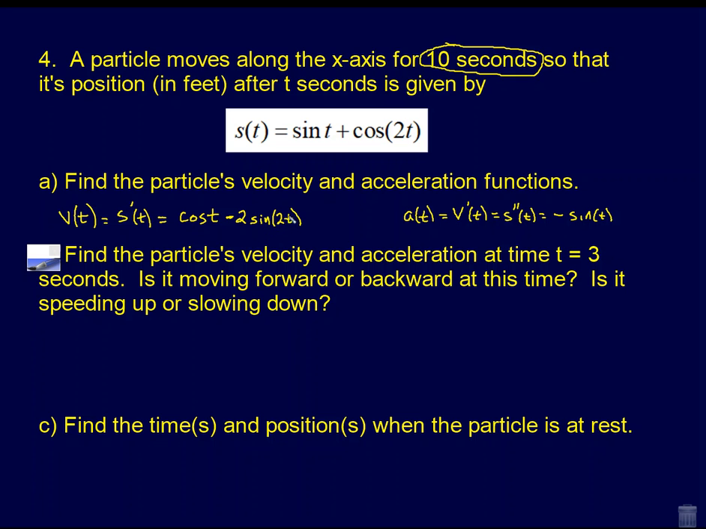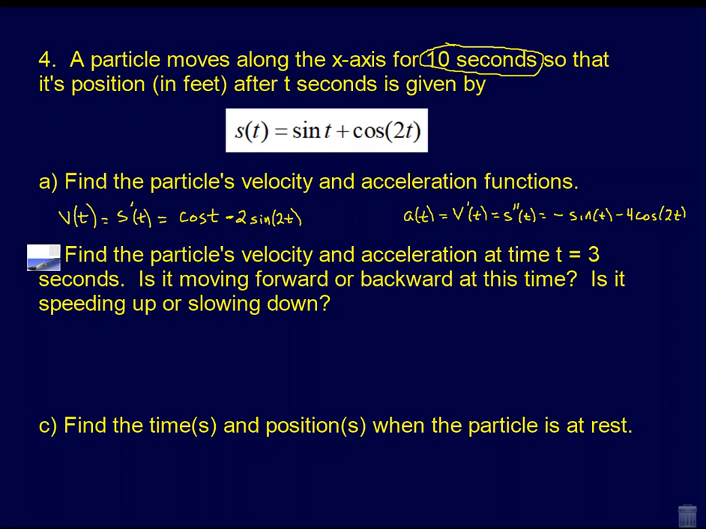And then again, using the chain rule, the derivative of sine of 2t is the cosine of 2t times 2. So this negative 2 is going to multiply by 2 cosine 2t and make negative 4 cosine 2t.